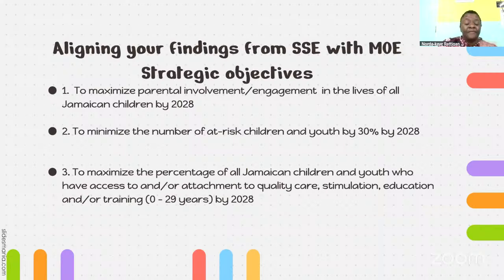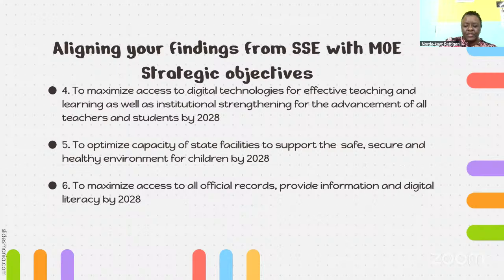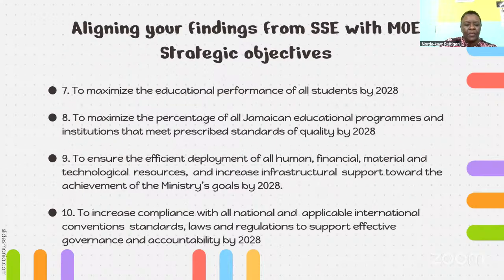Now, once you find all the data that we would have dug out in our school self-evaluation, the Ministry of Education in Jamaica has 10 strategic objectives that are standardized across the entire education system in Jamaica. And these are the current ones leading up to 2028. So you can just give a view. We're going to look at them one by one.